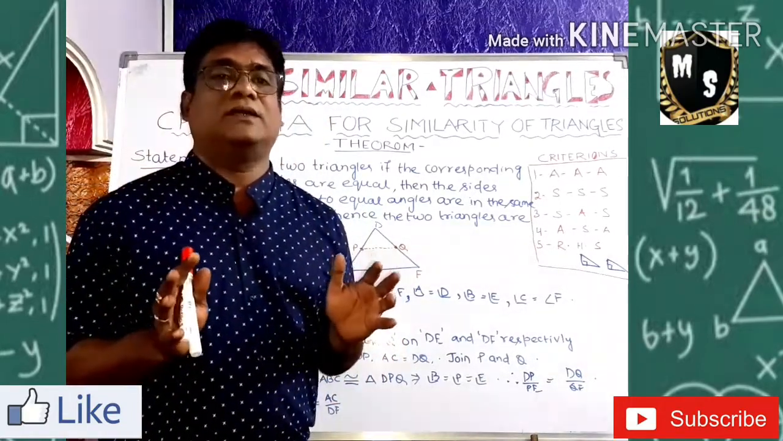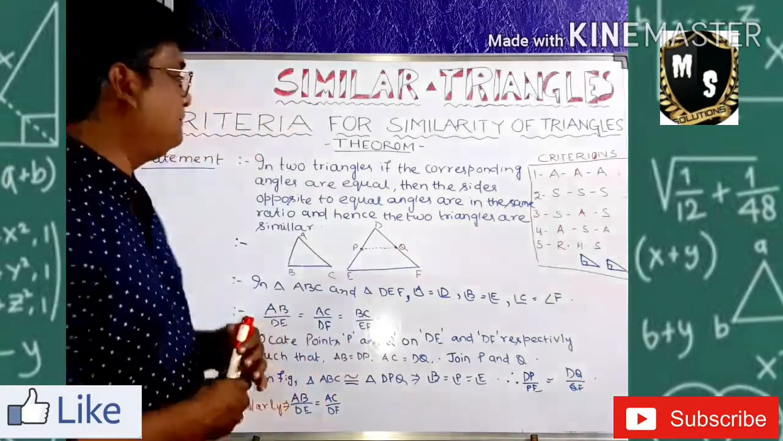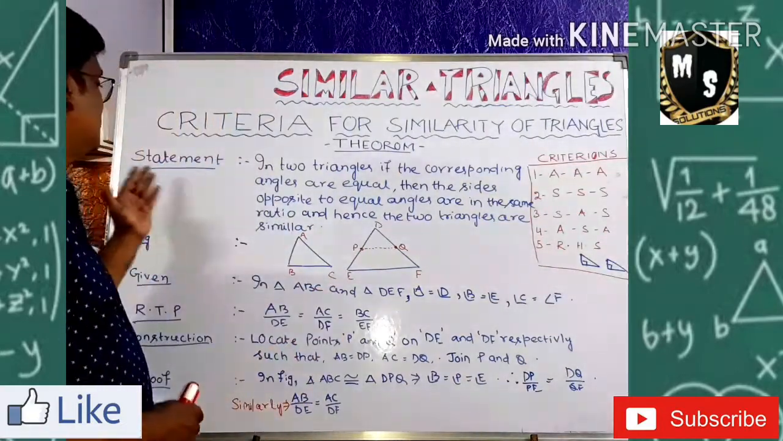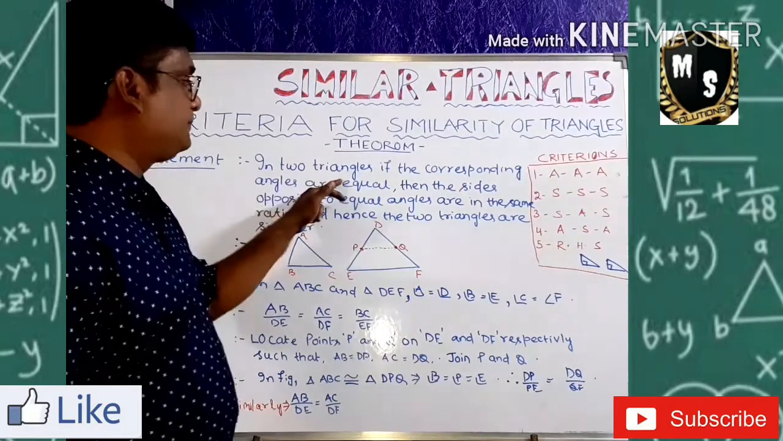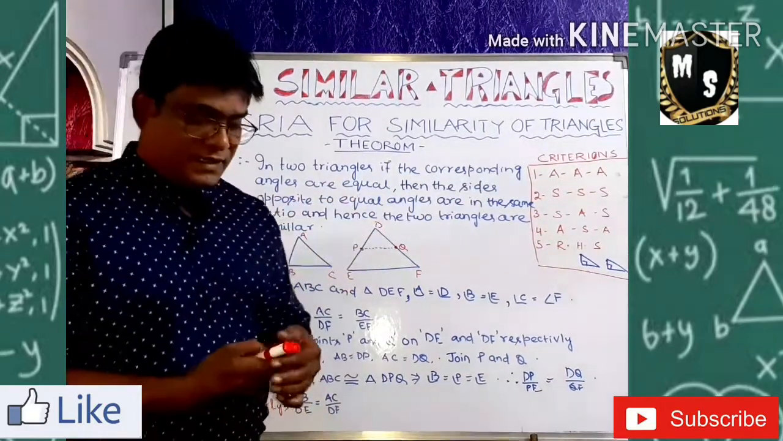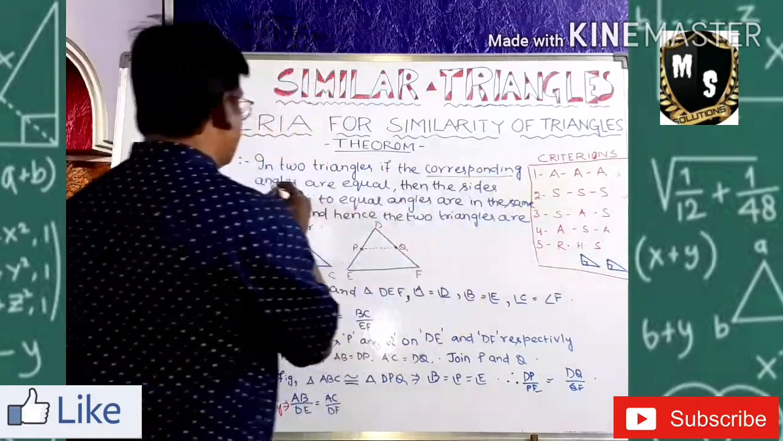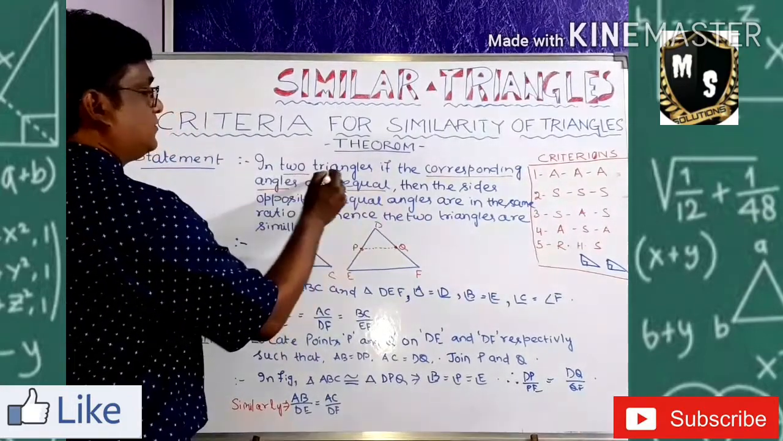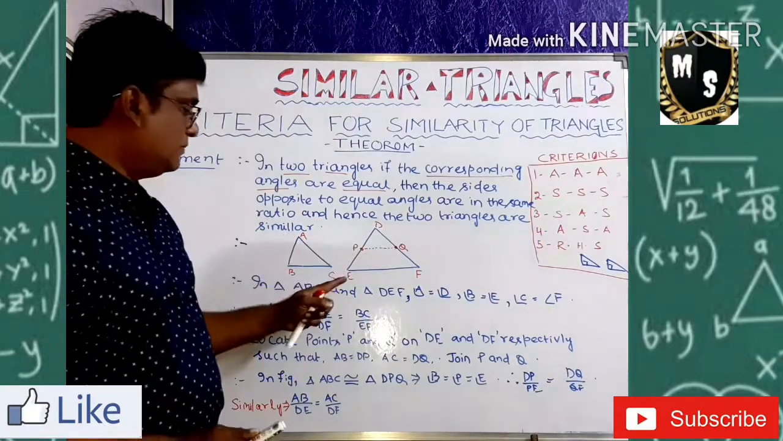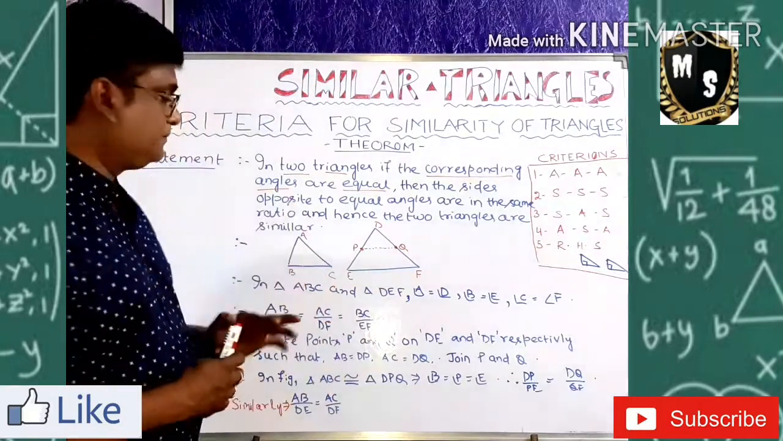How these criterions are giving you the similarity. See now, first theorem in your book is the statement I wrote here. See the statement. In two triangles, if the corresponding angles are equal, what is given? Corresponding angles are equal. How many triangles? Two triangles. So I did your figure. Two triangles are there. One is called ABC, another is called DEF. So two triangles I draw.